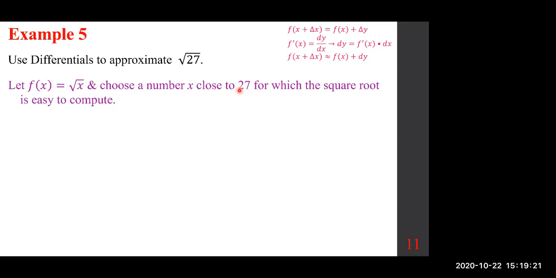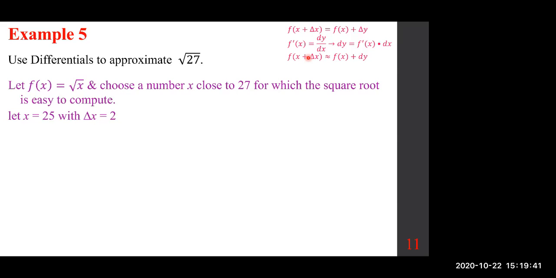$25, because the square root of 25, everybody is supposed to know, is 5. And so what is delta x? We are going to go from 25 to 27. Delta x is 27 minus 25, which is 2, positive 2.